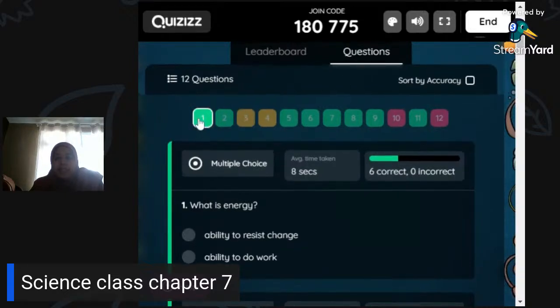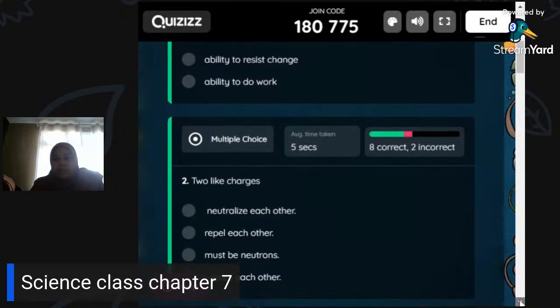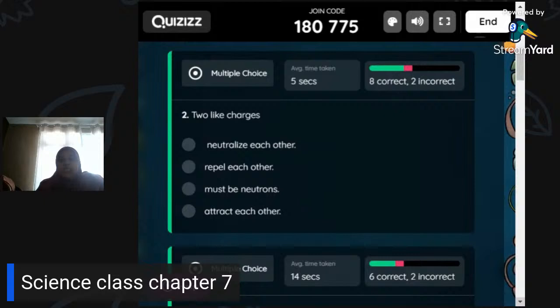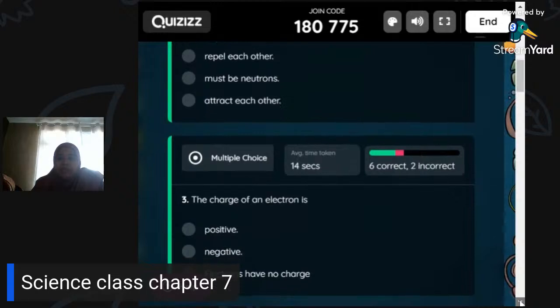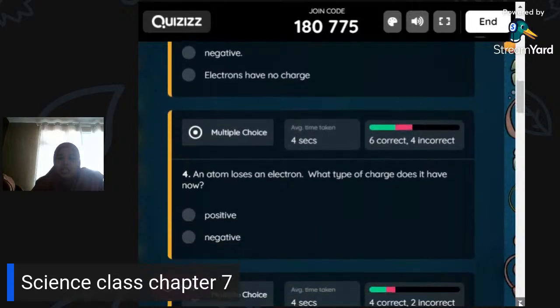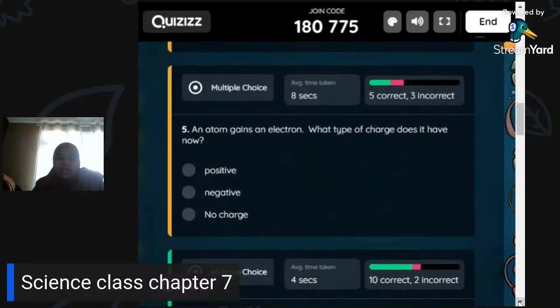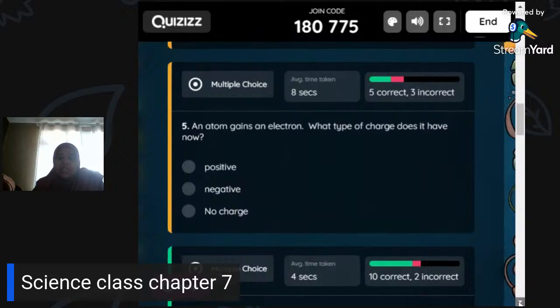Okay, we look at question number 1. What is energy? Number 2 is, two like charges, what will happen? Okay, 6 got correct, 7 got correct. The charge of an electron, the electron is what? Negative, positive? An atom loses an electron, what type of charges does it have? An atom gains an electron, what charges does it have now?